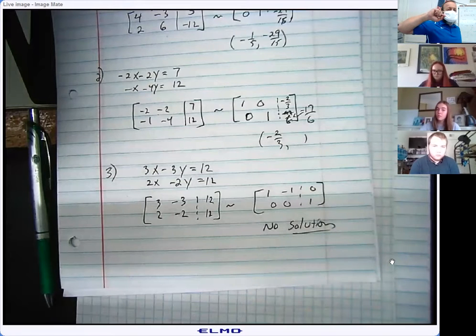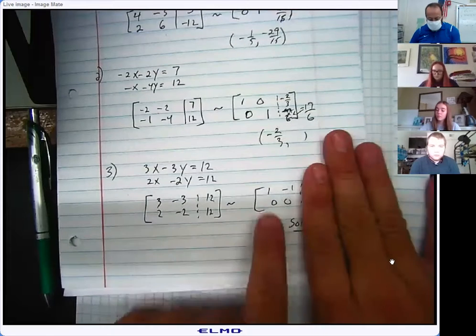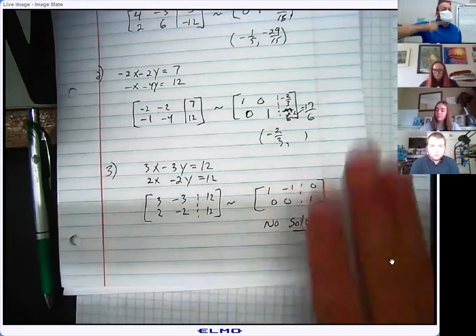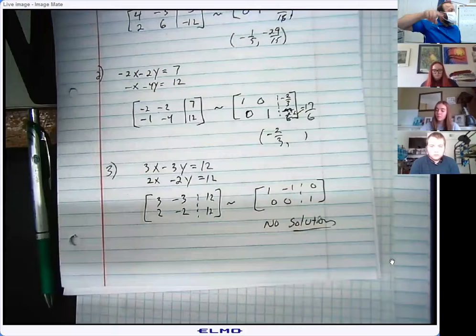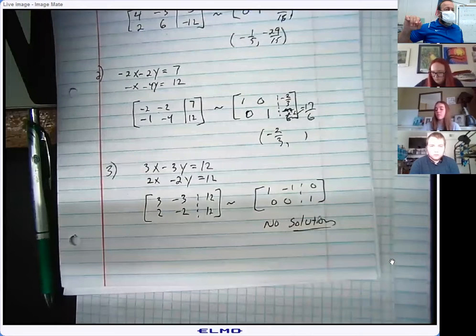So what you're looking for, did you guys talk about the identity matrix last year? Some of you probably did and some of you didn't, but an identity matrix is always a square thing like 2x2, 3x3, where there's ones down a diagonal and everything else is zeros. That's called the identity matrix. And if you don't get that, you're screwed.